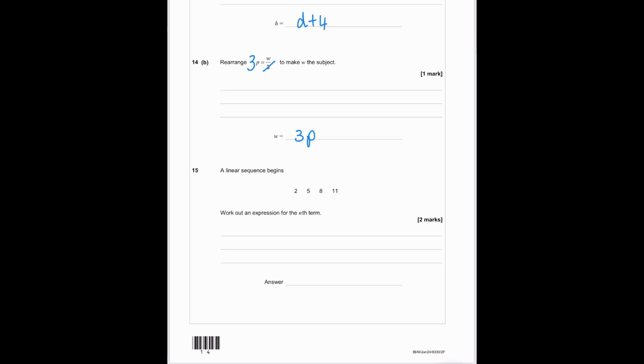A linear sequence begins 2, 5, 8, 11. Write an expression for the nth term. So 2 to 5 is add 3. Then we put the n, and to get from 3 back to 2, we take away 1.